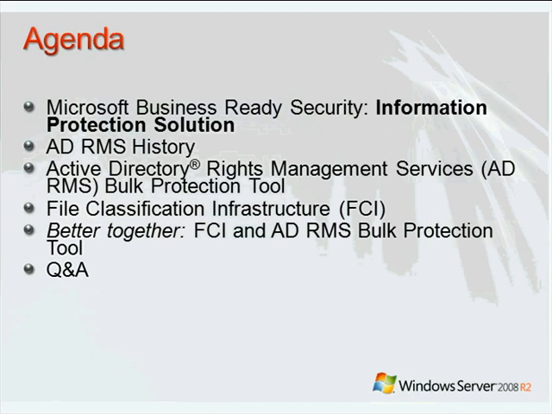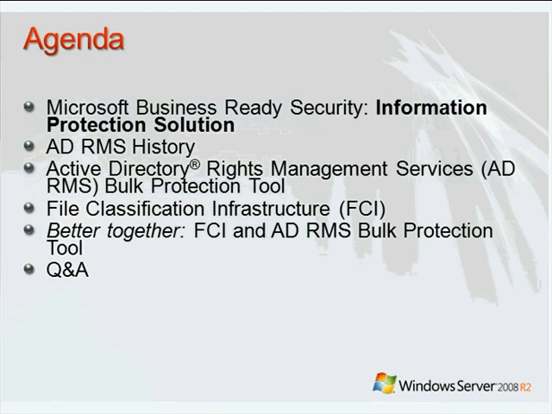And then we're going to talk about the better together part, that is how we can use FCI and the ADRMS bulk protection tool for leveraging the security part of Windows 2008 R2. Now, as we said, the ADRMS bulk protection tool is a tool available from Microsoft that you can use for encrypting, or IRM protecting, your documents at the same time. So if you have a bunch of documents in a folder and you want to encrypt them in one shot, then you can use this ADRMS bulk protection tool.